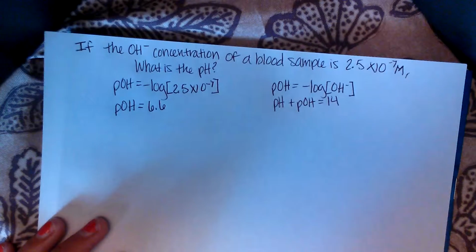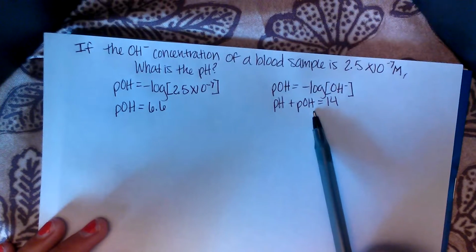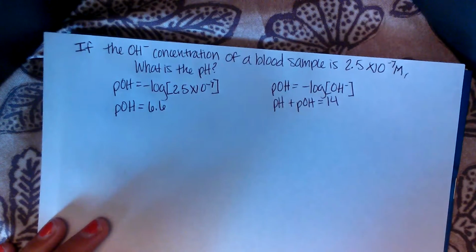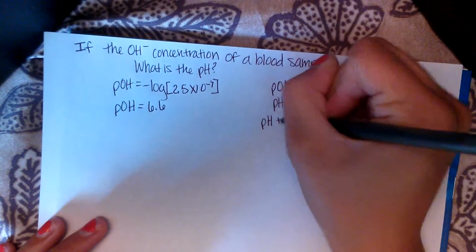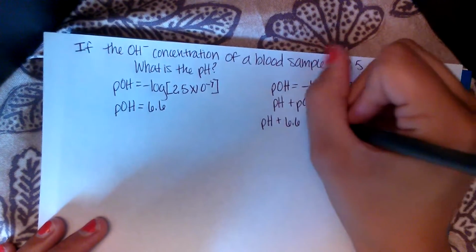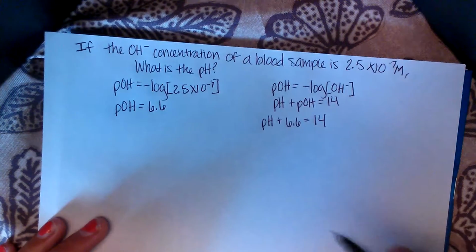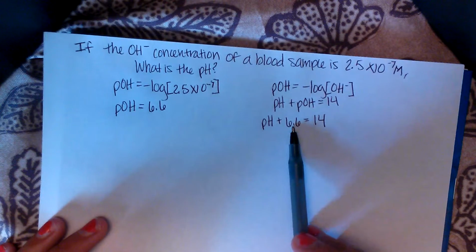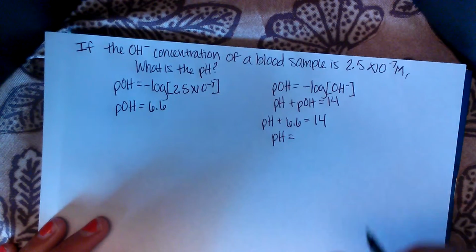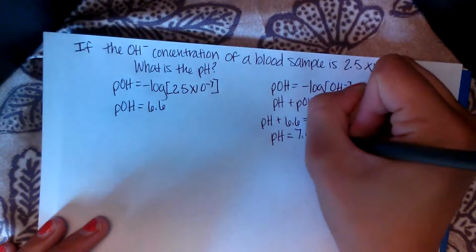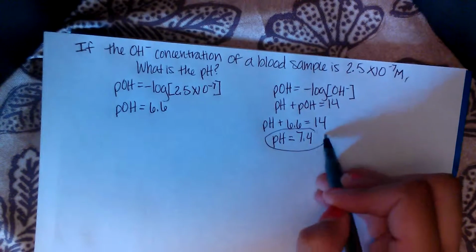So now we need to figure out what the pH is. And we've already established the equation here relates pH and pOH together. So all we have to do is plug in our pOH value. So pH plus 6.6 is equal to 14. And then if you do simple algebra, where you take 14 and you minus 6.6, you'll get your pH value of 7.4. And that is your answer.